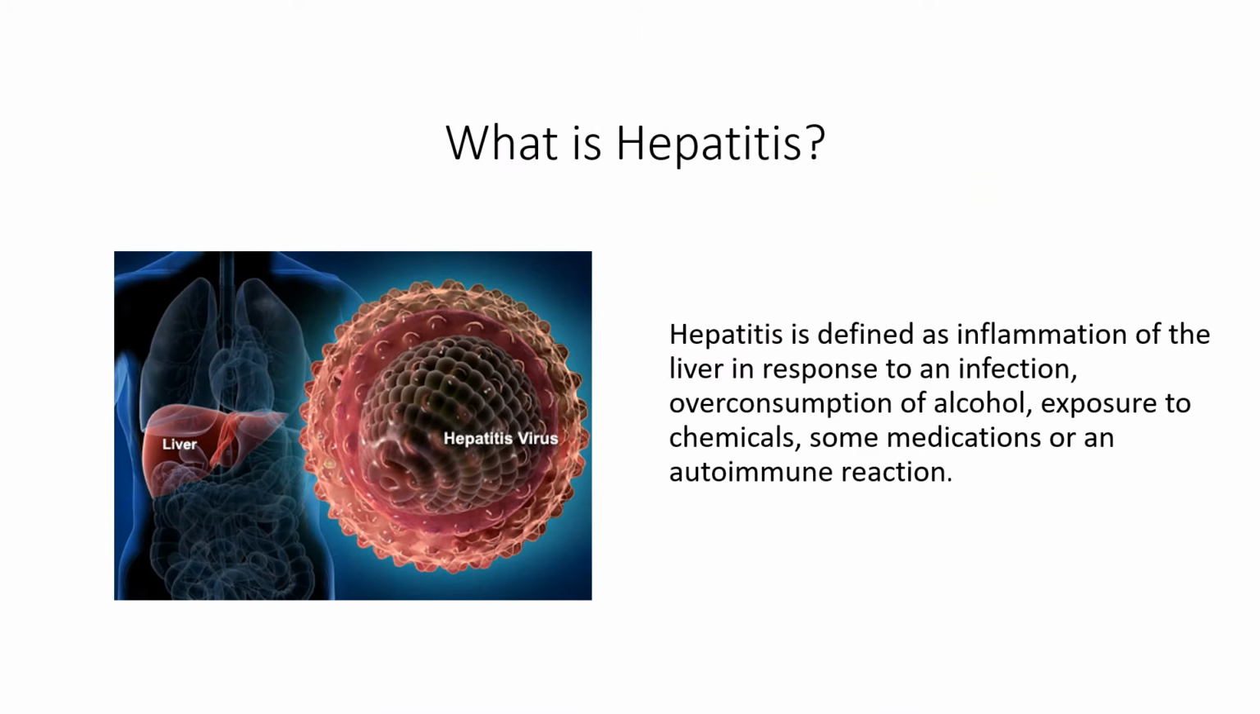Hepatitis is defined as the inflammation of the liver in response to a viral infection, overconsumption of alcohol, exposure to chemicals, and more. There are actually 5 hepatitis viruses in total, but this presentation will be focusing on A, B, and C, which are the most common hepatitis viruses.